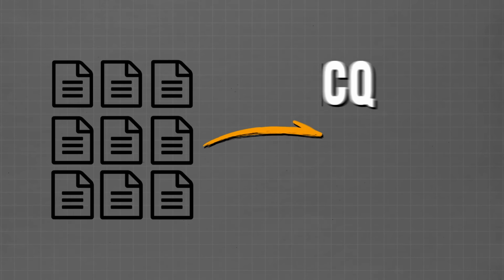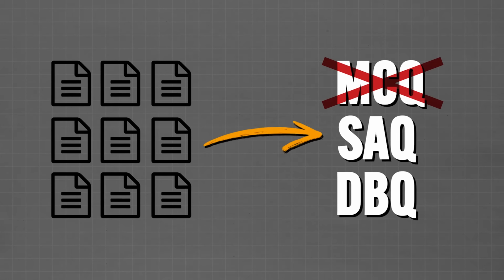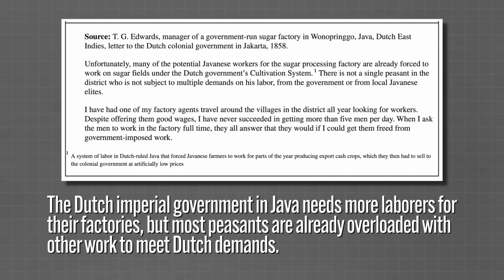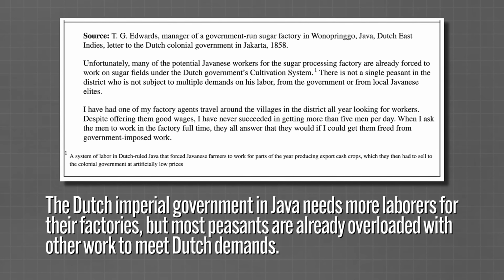Now is the time that you need to write a short summary of the contents of this document. Now, you probably don't have enough time to do this for the multiple choice sections, but you should definitely do this for the SAQs and the DBQ. Try to keep your summary to 1 sentence, maybe 2, and for this document, maybe it would look like this: The Dutch imperial government in Java needs more laborers for their factories, but most peasants are already overloaded with other work to meet Dutch demand. Do yourself a favor and pause this, read that document, read my summary, it will help.